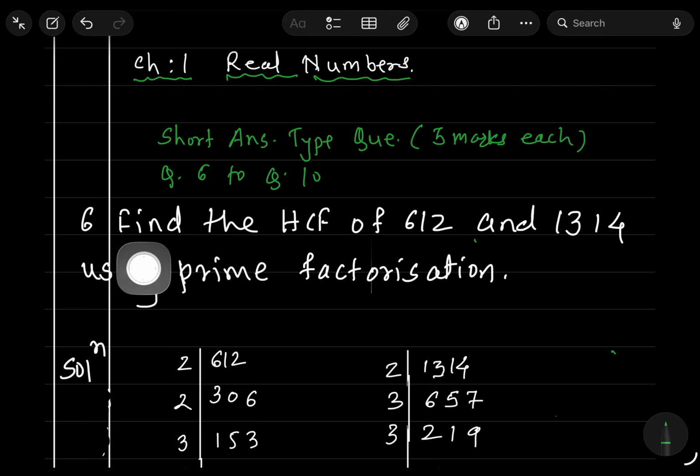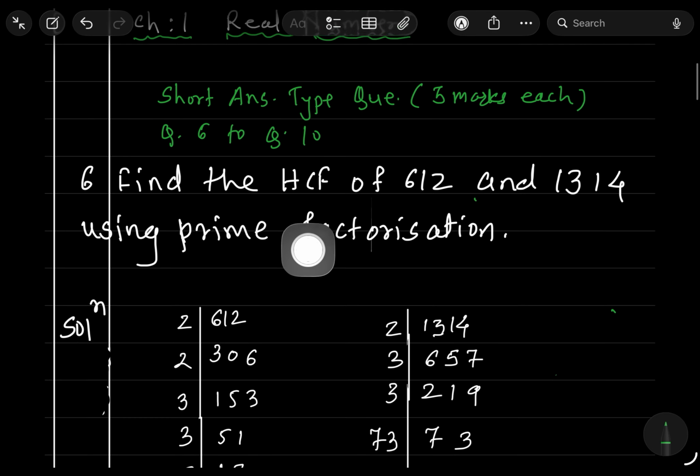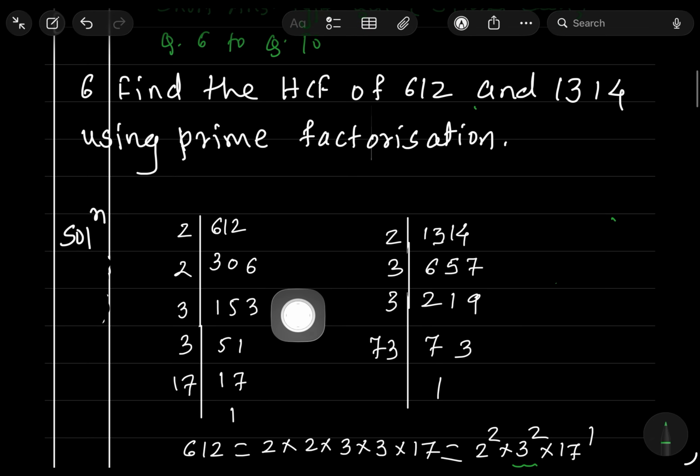Now in this video we'll see question number 6. Find the HCF of 612 and 1314 using prime factorization. Very simple, two numbers are given. We have to find the HCF using the prime factorization method.